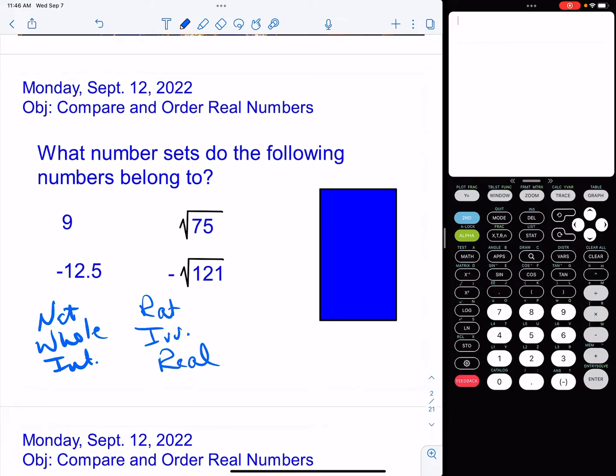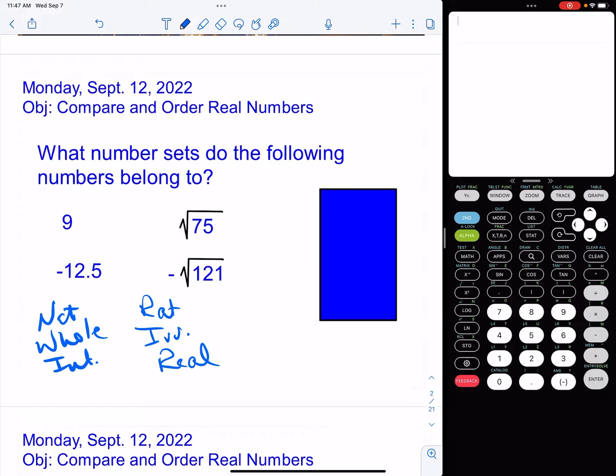Okay, so we know the natural numbers are just our finger numbers. They're just the counting numbers, 1, 2, 3, 4, 5. Whole numbers add zero. Integers add all the negatives. Rational is any number that I can write as a fraction, so it brings about our decimals and fractions. Irrational is any number I cannot write as a fraction. And then, of course, real numbers are both of them. Both sets of rational and irrational are called real numbers.